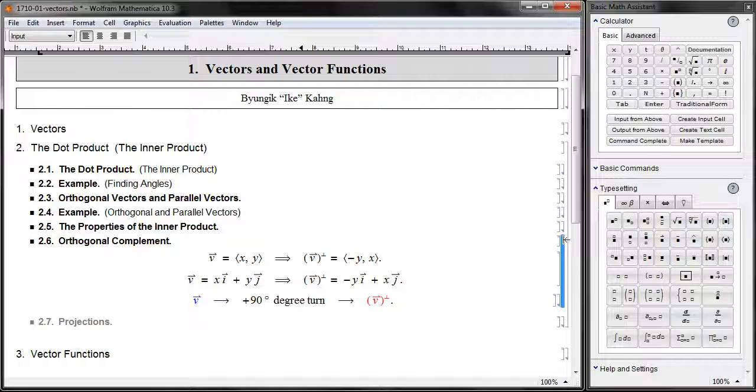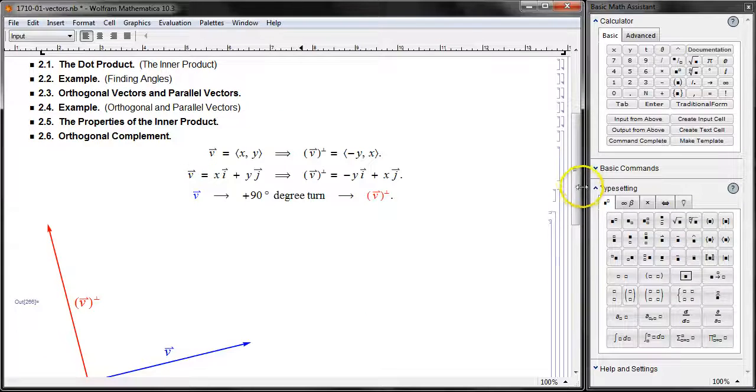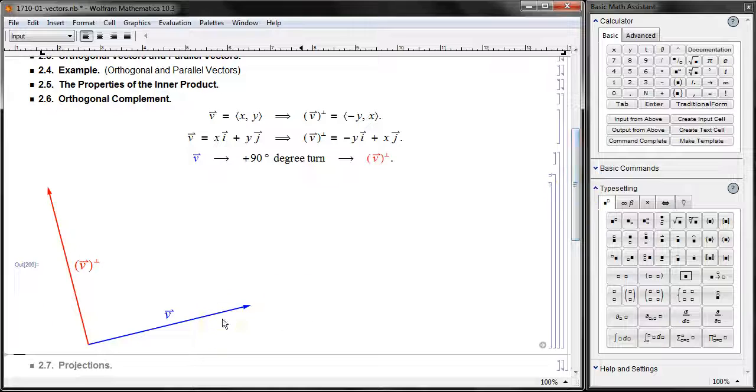Orthogonal complement. What is an orthogonal complement? If you have a vector, all you have to do is turn it 90 degrees, positive 90 degrees, which means 90 degrees counterclockwise, because in math counterclockwise is the positive direction. Then you get the orthogonal complement. That's what the orthogonal complement is all about. Given a vector, the blue vector, turn it positive 90 degrees, so 90 degrees counterclockwise, called the orthogonal complement.